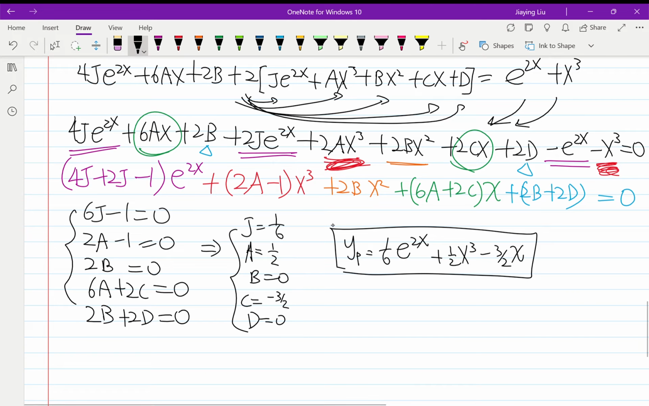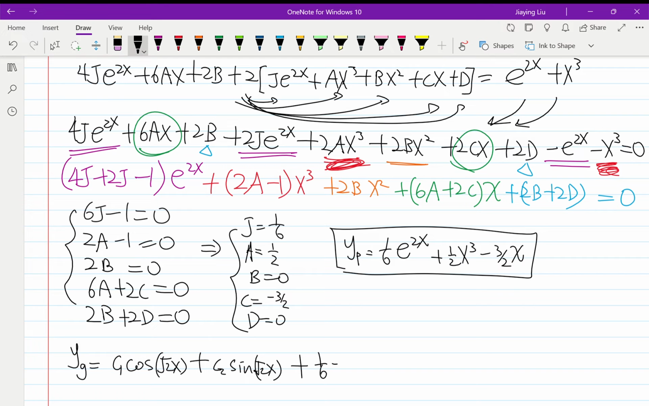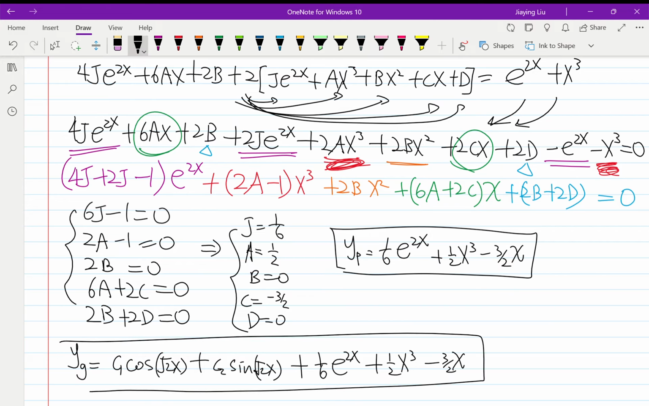And then we can write down the general solution, which is, if you recall, the homogeneous solution c1 cosine square root of 2x plus c2 sine square root of 2x. And now we're going to add the particular solution, which is 1/6 e to the 2x plus 1/2 x cubed minus 3/2 x. Any questions about this problem?